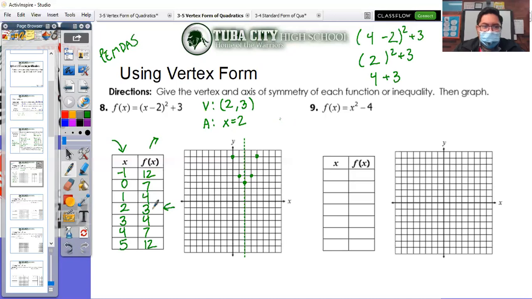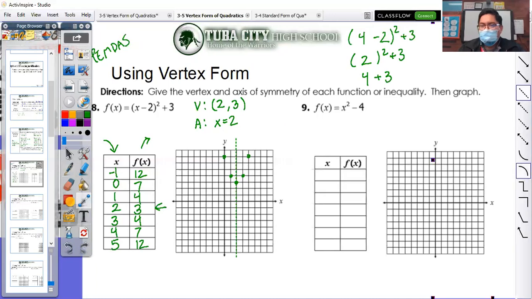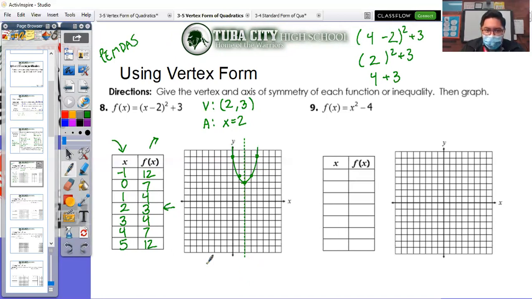All right, now we just got to draw the parabola. And remember, parabolas are curved. What I see a lot of times is students will draw a straight line between each one of the dots. That's not a straight line. There's going to be a slight curve to the whole thing. And there we go, that's it.